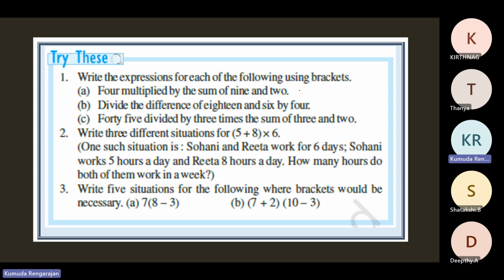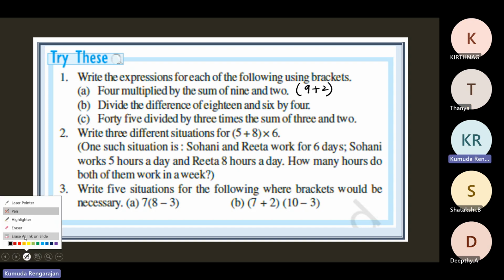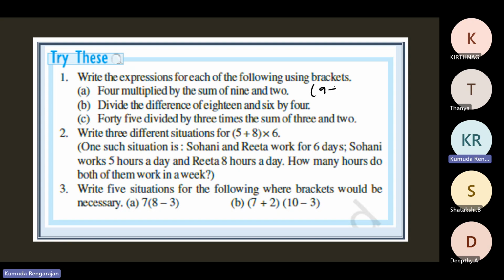Yes, Tanya, first one. Ma'am, open bracket 9 plus 2 multiplied by 4, ma'am. No, you said open bracket 9 plus 2, then close bracket. Yes, ma'am. Close bracket, then multiplied by 4, ma'am. Okay, but specific to this, how can you write it? 4 multiplied by. They have started with that. So what is 4 multiplied by?